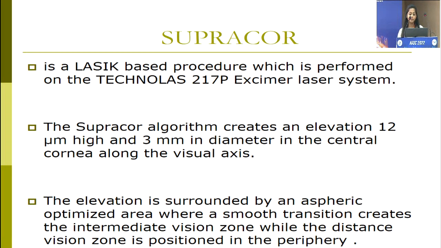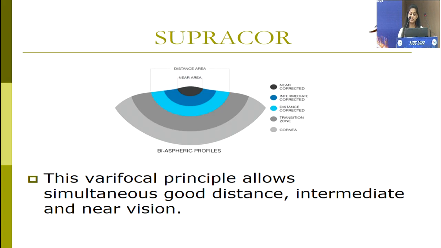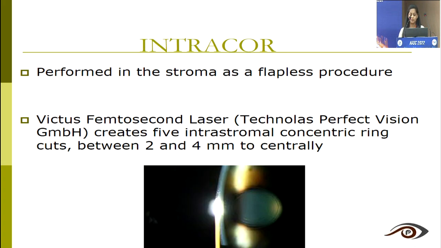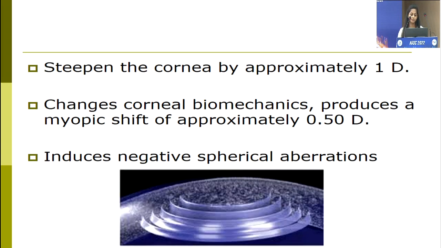Coming to Supracor, it is a LASIK-based procedure where both the eyes are treated for both near as well as distance. Intracor is a flapless procedure which is not done now. It creates 5 intrastromal concentric rings between 2 and 4 millimeters from the center. It is not done these days.